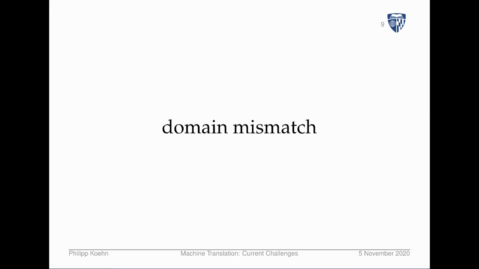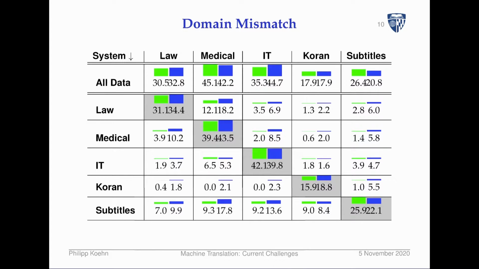The next topic where neural machine translation systems are shown to be inferior to previous statistical machine translation systems is domain mismatch. So here's just a result chart to explain what's going on here. We trained machine translation systems on different corpora. Here, a corpus of law text. Here's a corpus of medical text. Here's a corpus of IT. Here's the Quran, so religious text, and then a subtitle corpus.